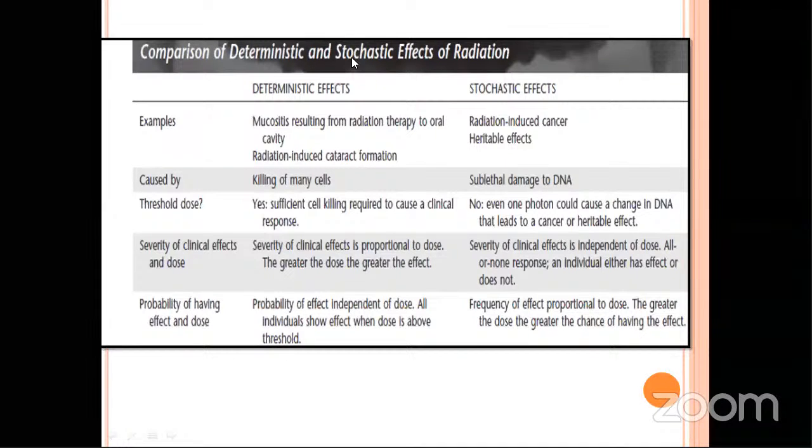Stochastic effect is not dose dependent. Even if the person is exposed to a single exposure, and if there are any changes in the DNA of that particular patient, they may be inherited by the next generation. So that is stochastic effects. Okay. Either they may inherit the effects to the other generation, or they may get certain diseases like leukemia or certain types of cancers. Whereas the deterministic effect is purely dose dependent.